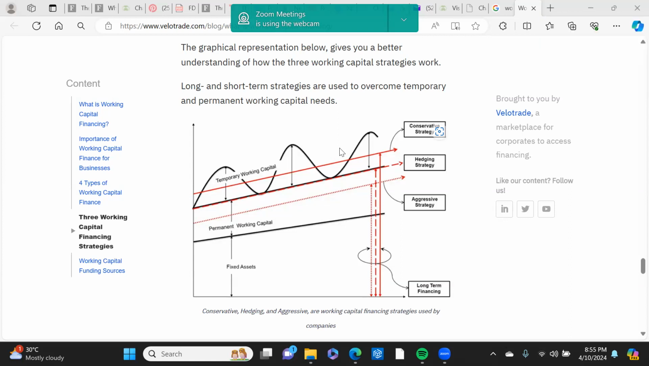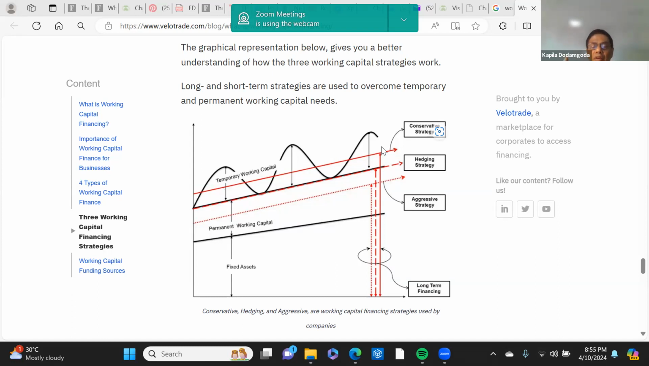Right. So if it is a conservative strategy, definitely the entirety of your permanent working capital you're going to fund with long-term funds, and a part of your temporary working capital also you are going to fund with long-term funds. This is your permanent working capital, and part of the temporary working capital also you are going to fund with long-term funds up to this level. So that means you are very, very conservative.